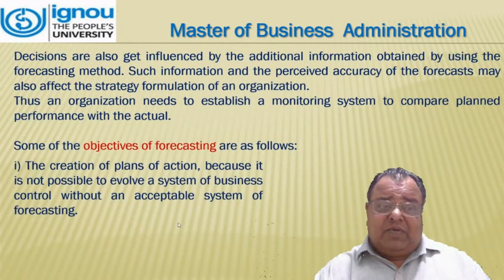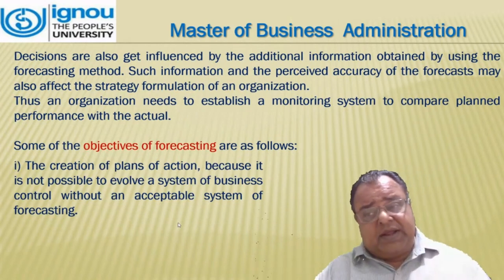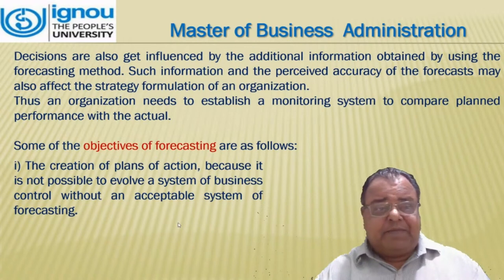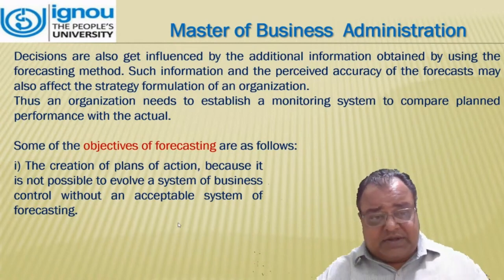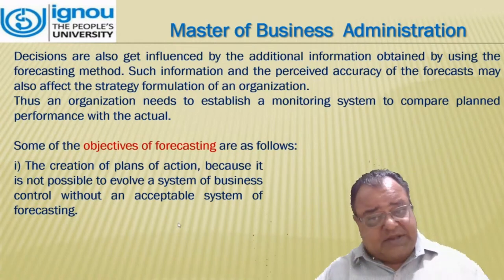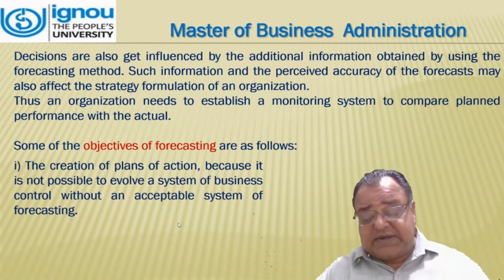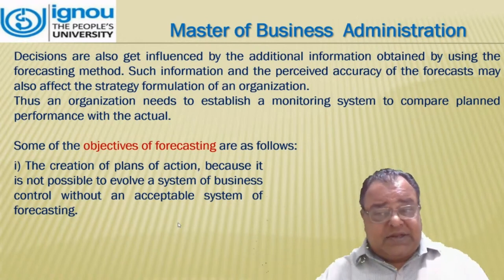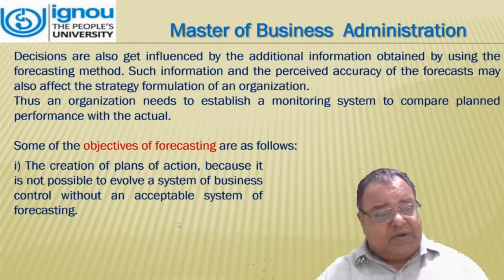Decisions also get influenced by the additional information obtained by using the forecasting method. Such information and the perceived accuracy of the forecast may also affect the strategy formulation of an organization. Thus, we can say that an organization needs to establish a monitoring system to compare planned performance with the actual.